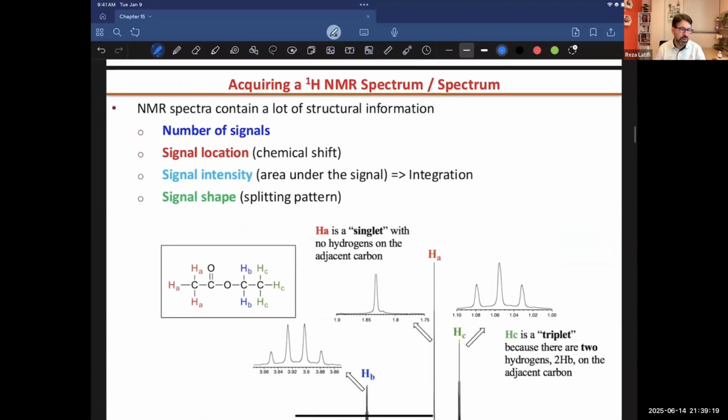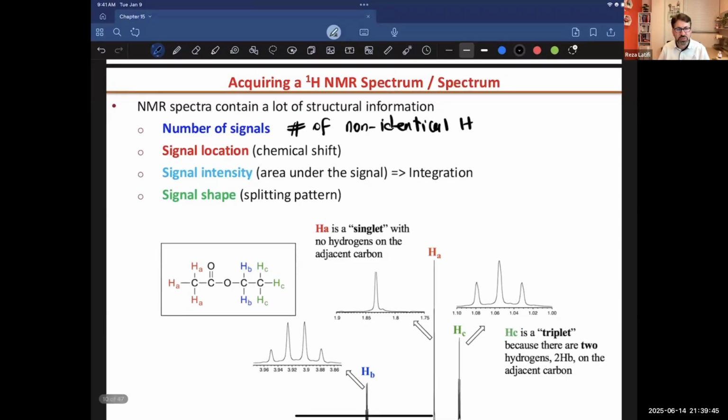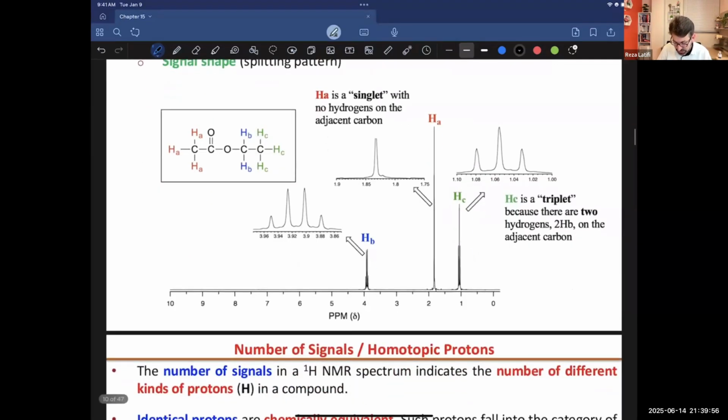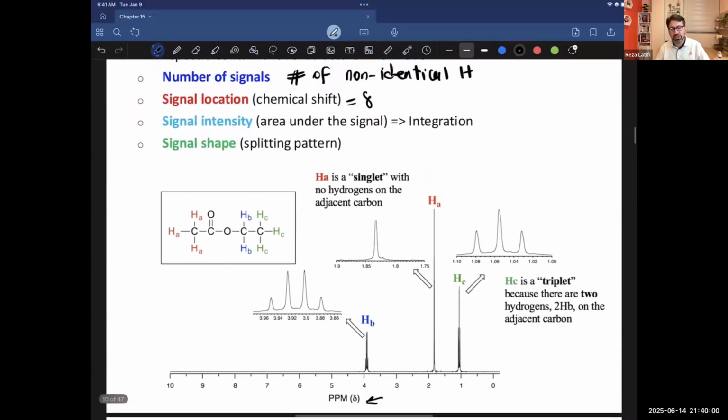Okay, so what do we get from an NMR spectrum? We get 4 inputs. The first one is the number of signals, which gives us the number of non-identical hydrogens or protons. So if I see 4 signals, that means I have 4 different hydrogen atoms. Next is the signal location, or the chemical shift, which we show by delta. The location of the signal gives you a good idea about the electronegativity that the hydrogen atom, or that element, is dealing with.